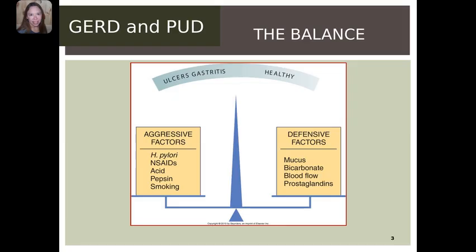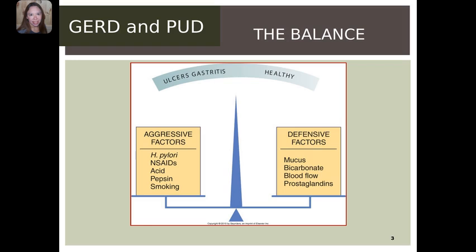So let's talk first about the defensive factors. Within the stomach, we have mucus, and this is going to be secreted by the cells within the GI mucosa, and this is really secreted to form a barrier, and it's going to protect all those underlying cells from all the acid in the stomach, and then if pepsin is being released in the stomach.